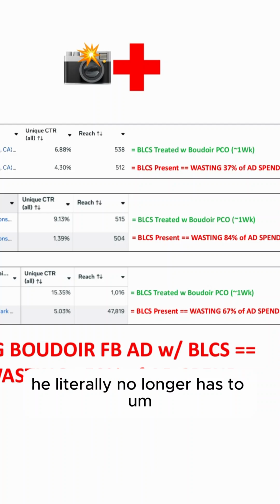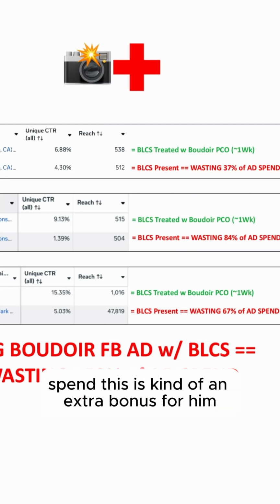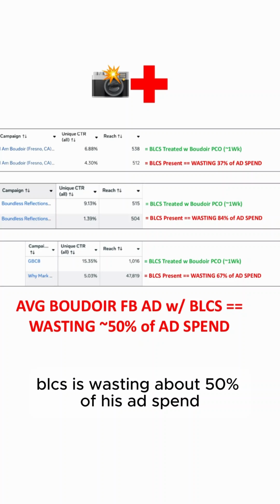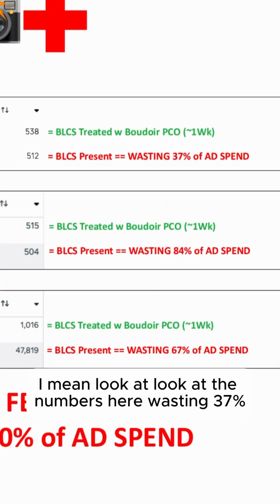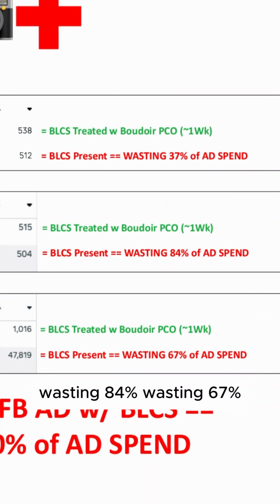He literally no longer has to spend. So it's kind of an extra bonus for him. So the average Facebook ad with BLCS is wasting about 50% of its ad spend. I mean, look at the numbers here: wasting 37%, wasting 84%, wasting 67%.